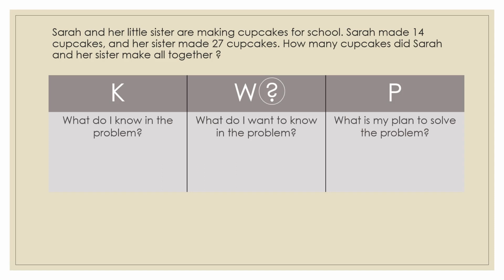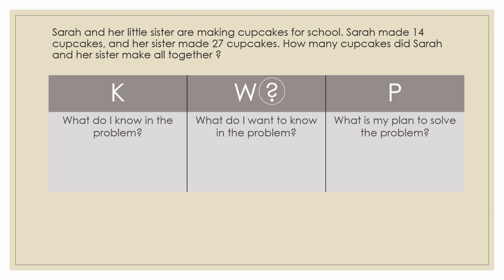Sarah and her little sister are making cupcakes for school. Sarah made 14 cupcakes and her sister made 27 cupcakes. How many cupcakes did Sarah and her sister make all together? The first thing I'm going to do is draw a KWP chart. Remember, I'm going to draw two lines down to make three columns, and I'm going to write K, W with a question mark, and P at the top.